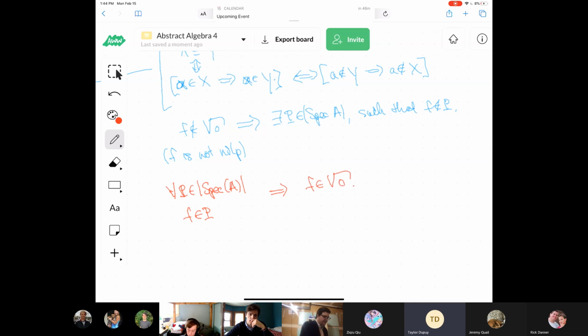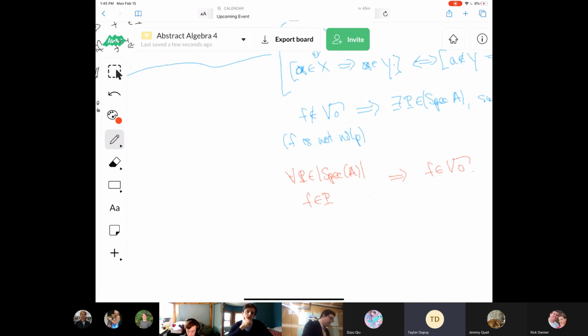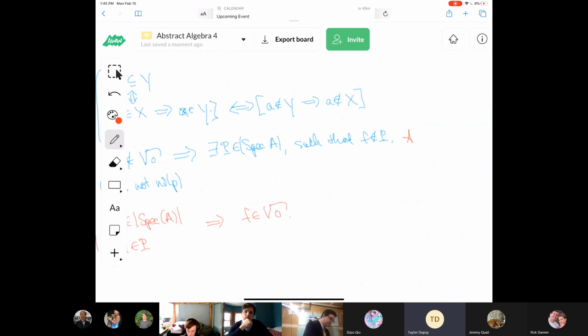So this is the negation of this statement, and I just flip them. When you flip statements with quantifiers, you just flip the quantifiers and flip the statement. Anyway, this is what we're going to prove. We're going to prove this one.